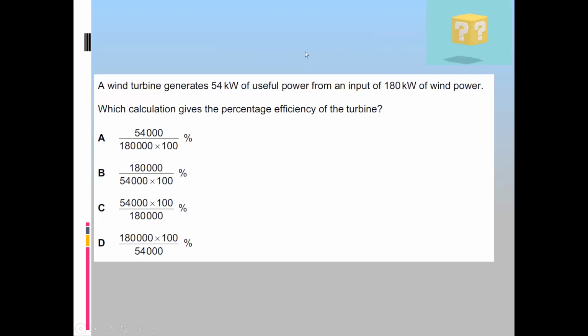Okay, another question. A wind turbine generates 54 kilowatt. Kilowatt to watt, how to convert? You will multiply by 1000. So it means the useful power is 54,000 watts. And the total is from an input of 180 kilowatt. So that is 180,000 watts. Which calculation gives the percentage efficiency?